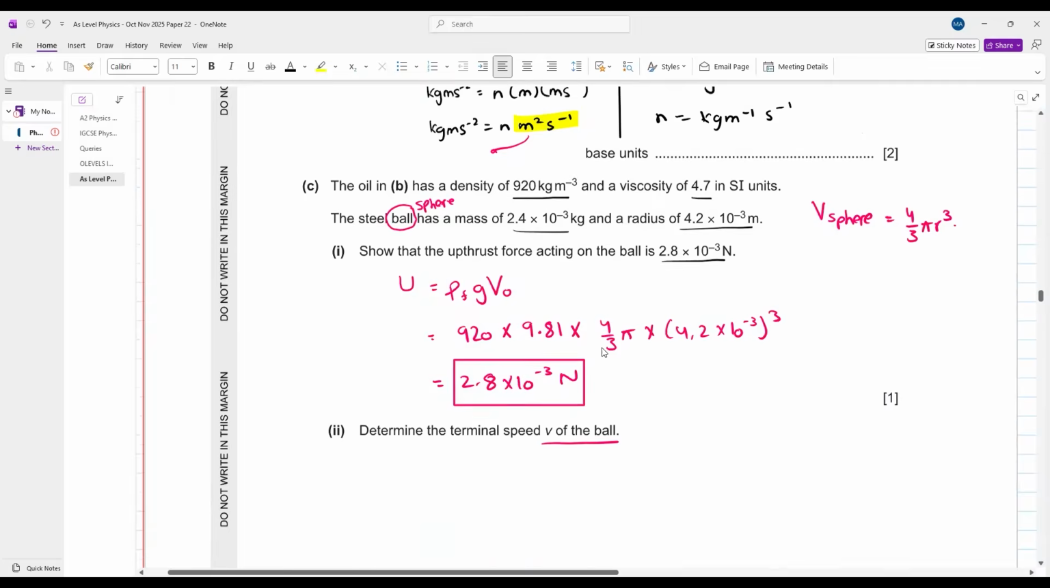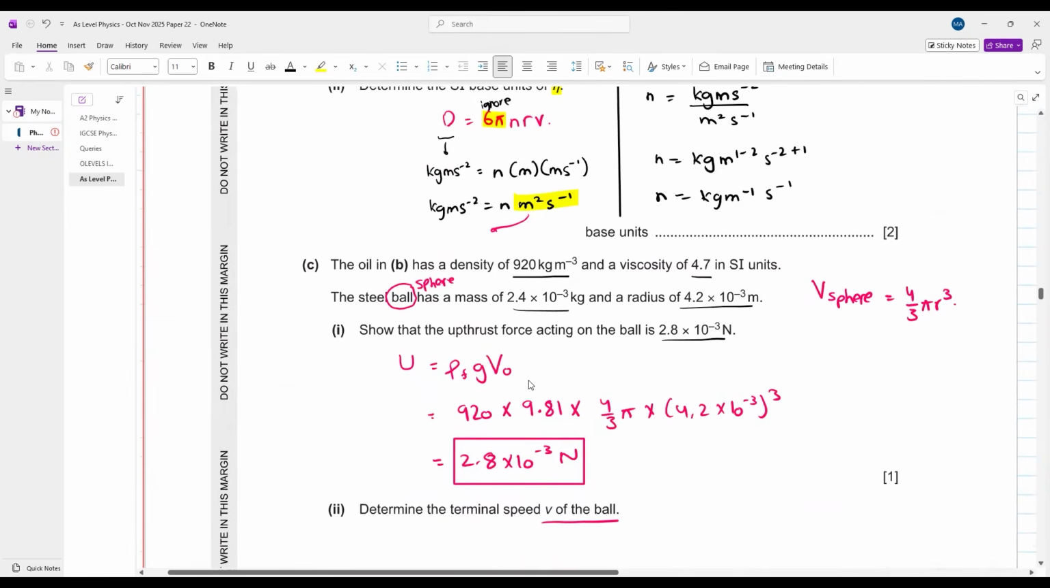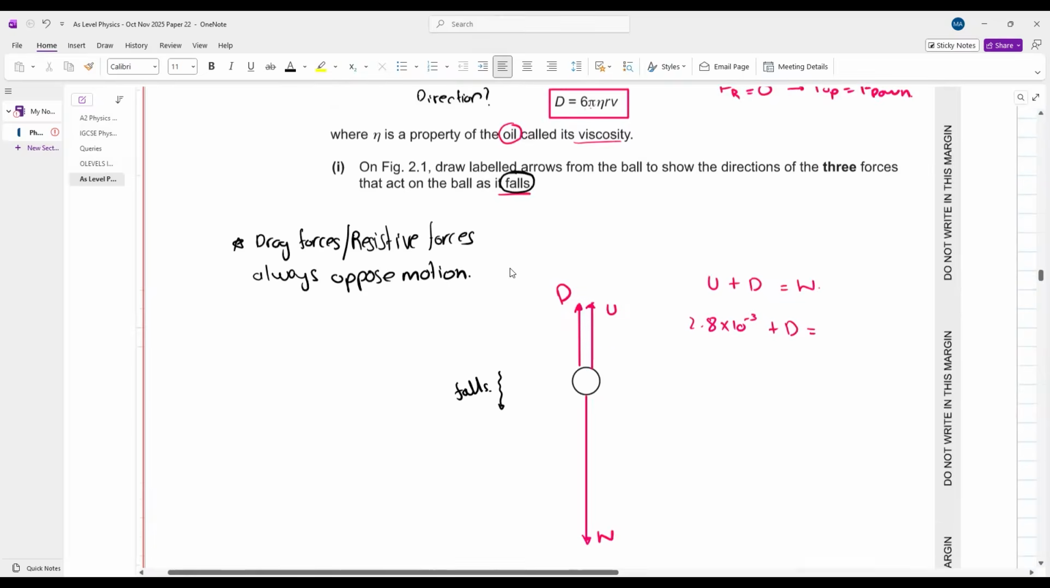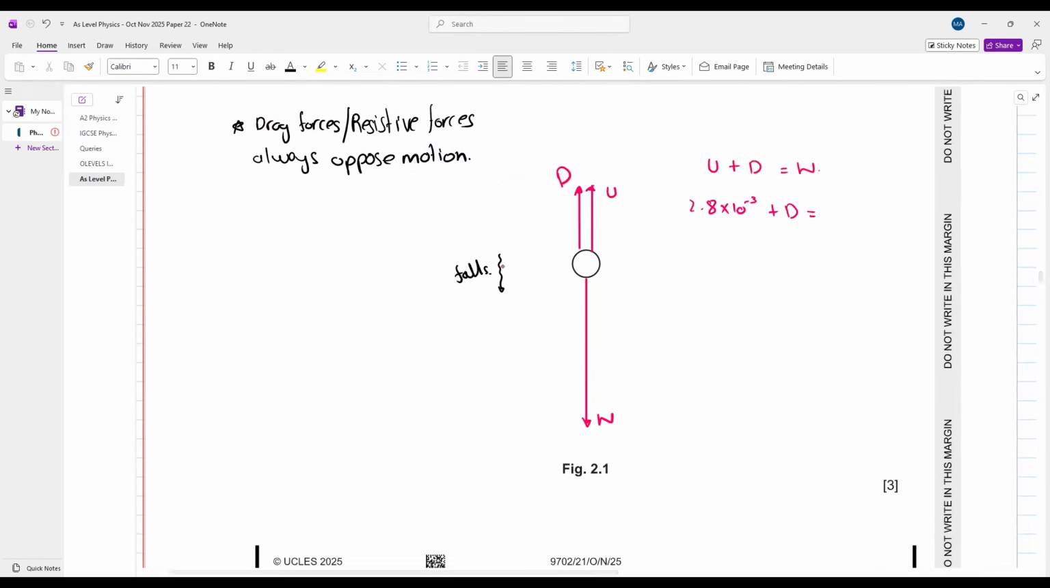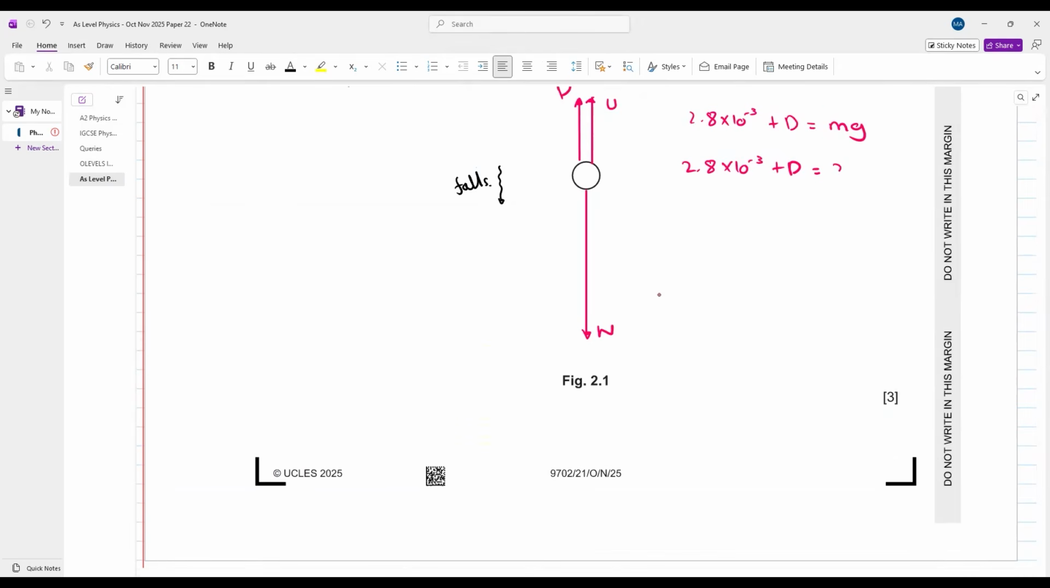Have you calculated upthrust? Yes, sir. Upthrust की value is 2.8 10 raised to the power of minus 3. Do you have the value of drag? No. How will you calculate weight? Any ideas? Do you have the mass? Yeah. सर हमारे पास मास है हम वेट निकाल सकते हैं. How will you do that? Weight is equals to mg, 2.8 10 raised to the power of minus 3 plus drag force. मास की वैल्यू क्या है बेटा? मास की वैल्यू इज 2.4 10 raised to the power of minus 3. ग्रेविटेशनल फील्ड स्ट्रेंथ की वैल्यू क्या है? 9.81.